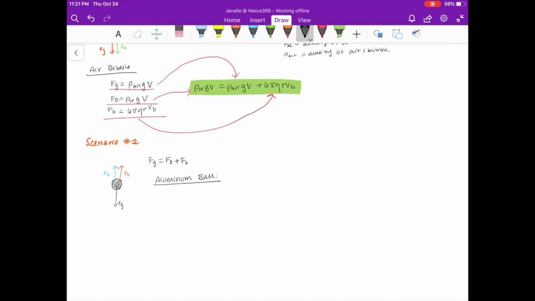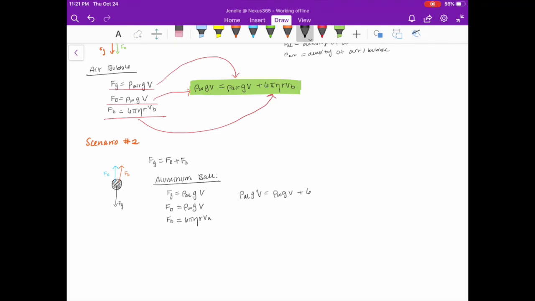So we know that the force due to gravity is equal to the density of the object, which is the aluminum, multiplied by gravity and the volume of the aluminum sphere. The buoyant force is equal to the density of the medium that the aluminum sphere is falling through, which is water, times gravity, times the volume of the water displaced, which is also just the volume of the aluminum sphere. Finally, the viscous drag force is equal to 6 pi times the viscosity constant multiplied by the radius of the aluminum sphere multiplied by the final terminal velocity of the aluminum sphere.